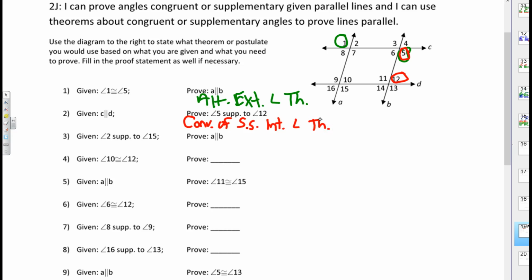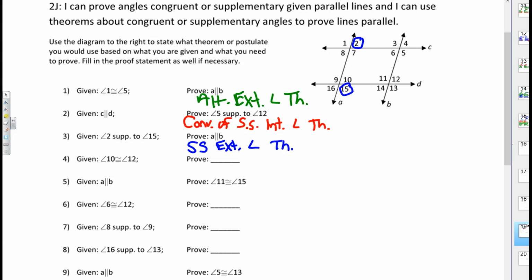Let's just keep going through these. If I know that 2 is supplementary to 15, here's 2, here's 15, those are same side exterior angles, so I'm able to prove A parallel to B by the same side exterior. And notice we use the regular version, not the converse, because we're proving the lines parallel.